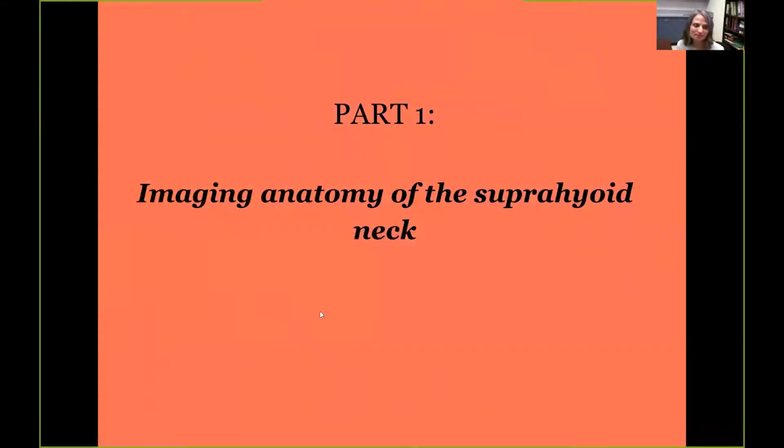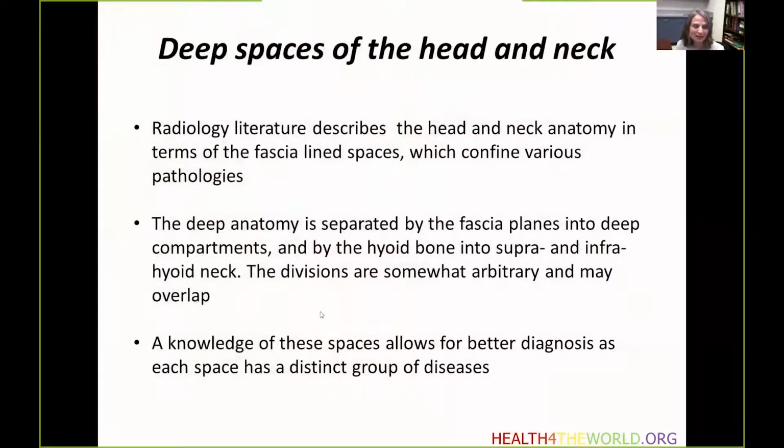So let's begin with the imaging anatomy of the suprahyoid neck. As radiologists, we discuss and describe the head and neck anatomy in slightly different terms than anatomists and surgeons do. We describe it in terms of fascia-lined spaces which confine various pathologies. The anatomy is separated by fascial planes into deep compartments, but also by the hyoid bone into the supra- and infrahyoid neck. These divisions are somewhat arbitrary and may overlap, but knowledge is very important.